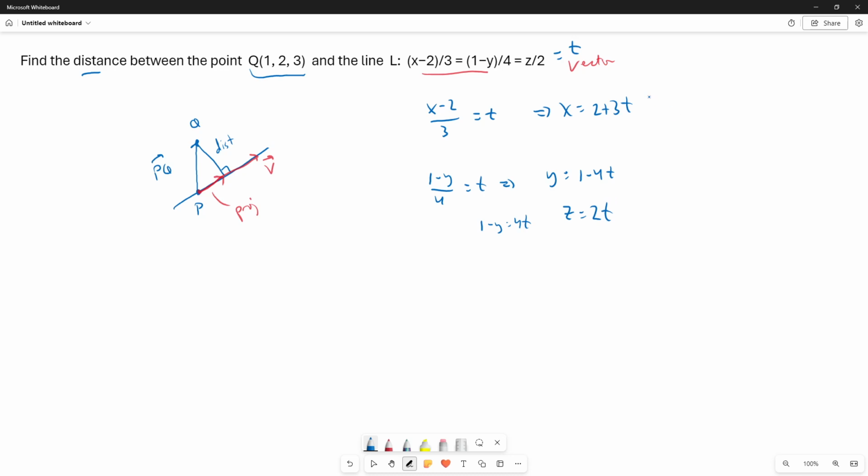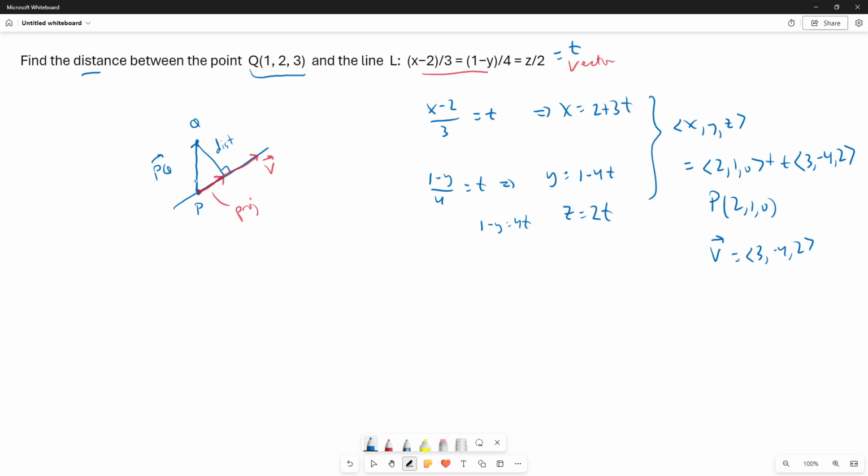And z over 2 is equal to t is simply z equals 2t. And then we can put this in vector form: (x, y, z) equals the point (2, 1, 0) plus t times the direction vector (3, negative 4, 2). Okay, so there's our point P, which will be (2, 1, 0), and our direction vector V, which is (3, negative 4, 2).